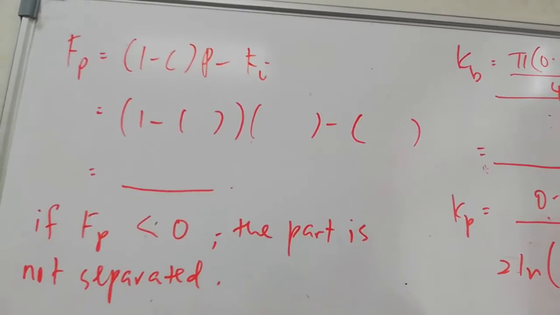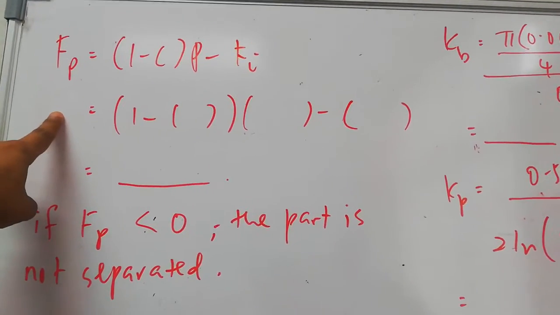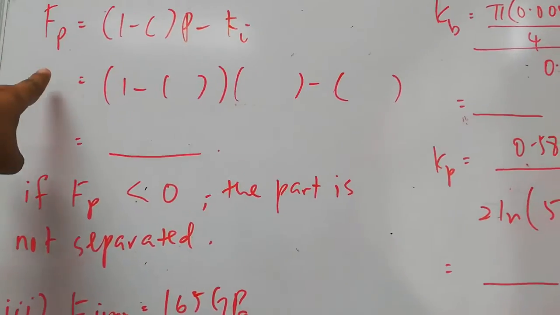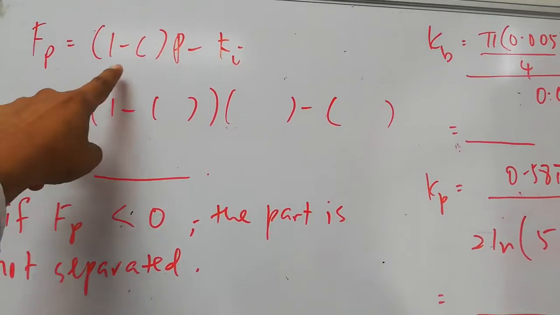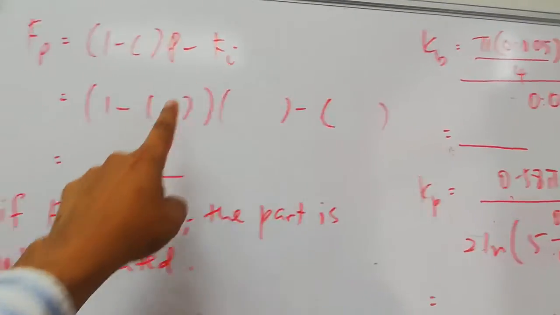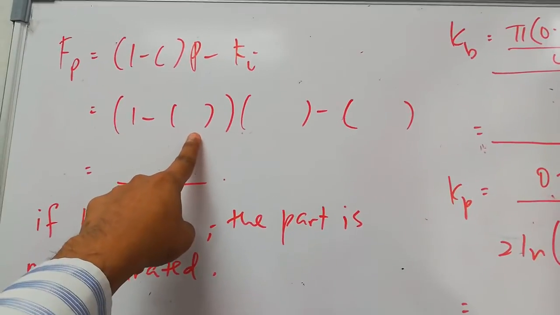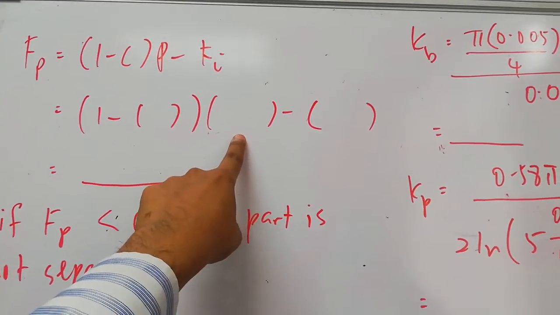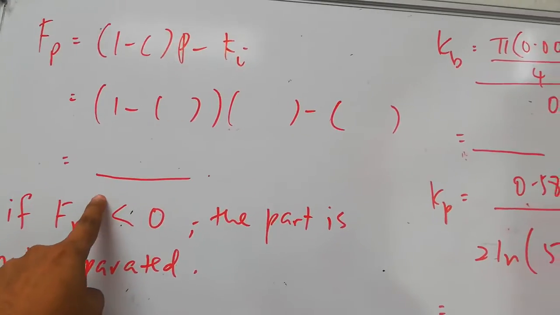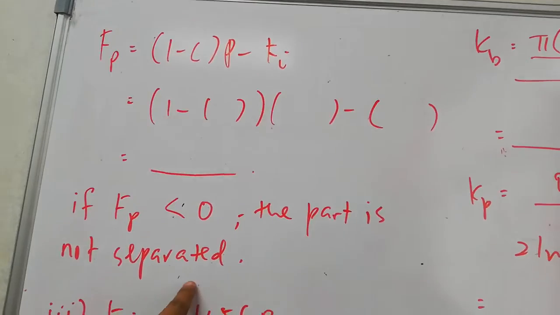So you want to know the force on the clamp part. We use this equation: Fp equals (1 minus C) times P, the external load, minus Fi. So 1 minus C, where C is the joint constant, P is the external load, and Fi is the preload, and then we get the answer. If Fp is less than 0, the part is not separated.